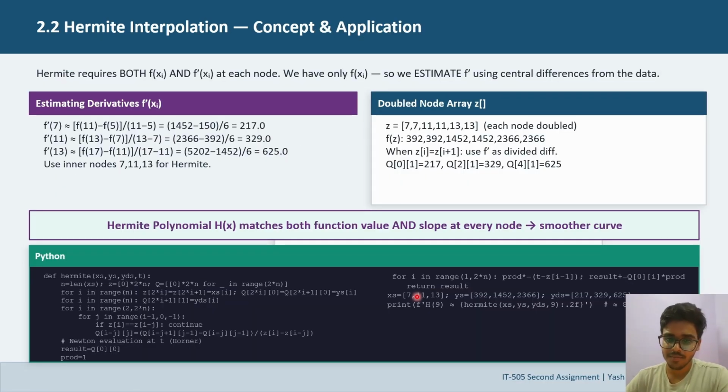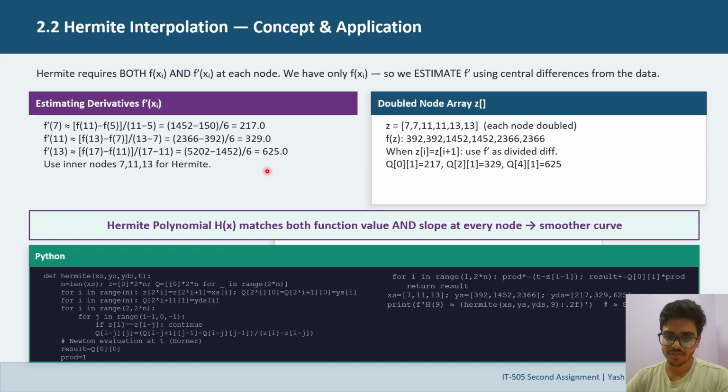Hermite interpolation. Hermite requires both function values and derivative values at each node. We only have function values, so we estimate the derivative using central differences from the data. For x equals 7, f prime of 7 is approximately f of 11 minus f of 5 divided by 11 minus 5, which equals 1452 minus 150 over 6 equals 217. Similarly, f prime of 11 is approximately 2366 minus 392 over 6 equals 329, and f prime of 13 is approximately 5202 minus 1452 over 6 equals 625.